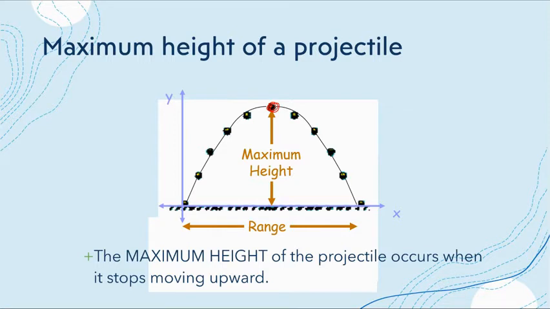That's the maximum height. Now the range is the distance that you travel. The range is going to be your change in x. So your range is change in x, and your maximum height is change in y.